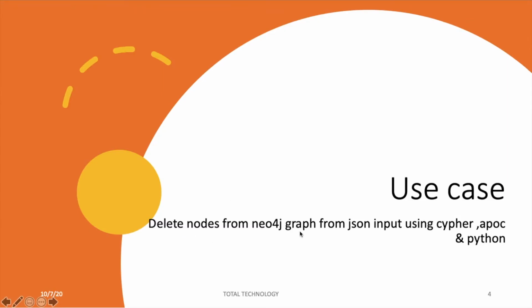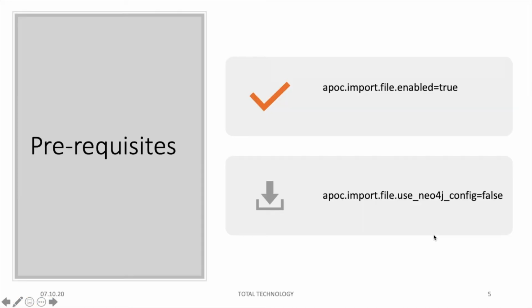Okay, and the next slide is the use case: delete Neo4j nodes from the Neo4j graph from JSON input using Cypher. This is going to be very simple. These are the prerequisites.